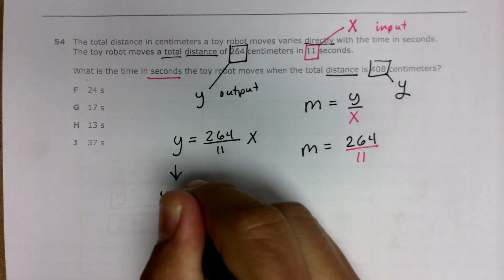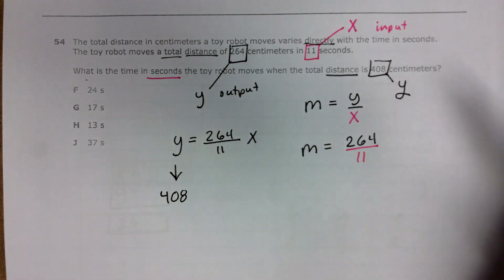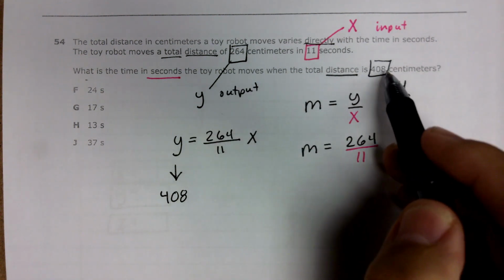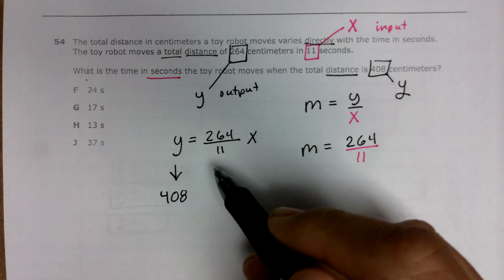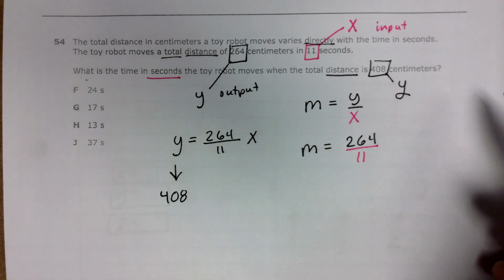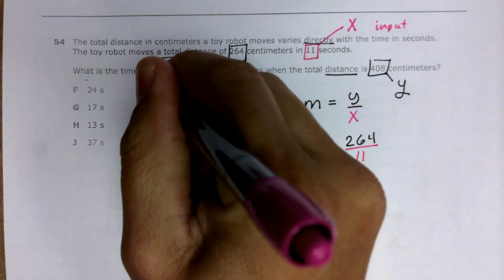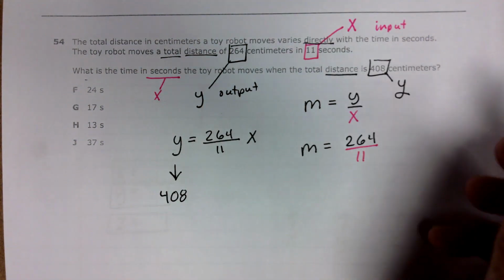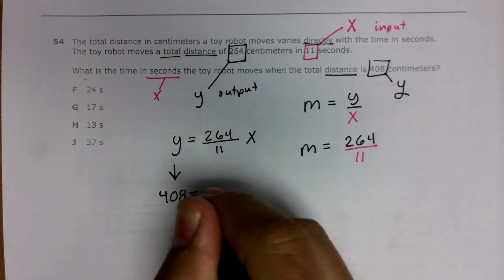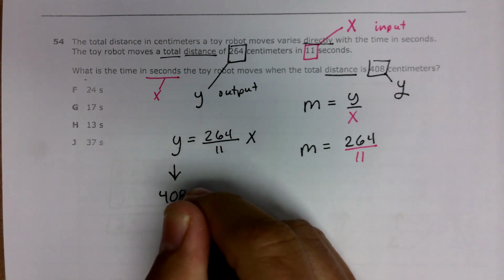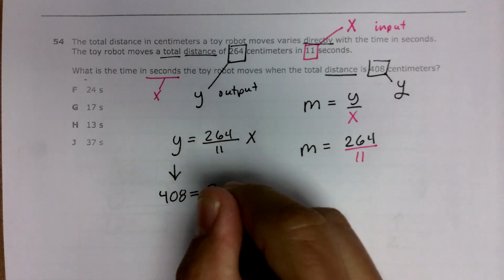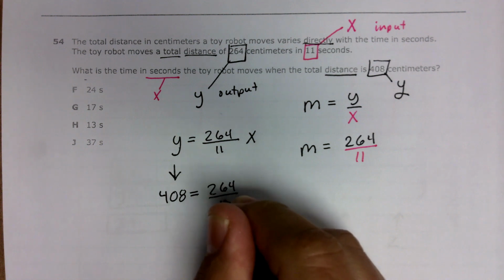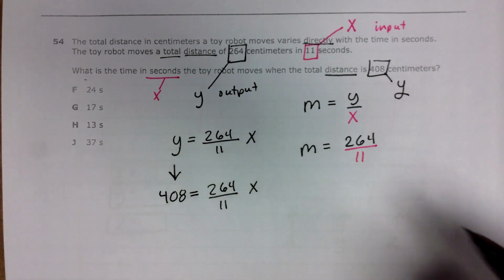Typically in the first part of the problem, they're always going to give you the x and the y value to create your slope. Then in the last part of the problem, they're going to give you either an x or a y value so that you can solve for the one that's missing. In this case, what's missing is our x, the time in seconds it took to move the 408 centimeters. I'm going to use the equation that I created. I'll substitute 408 for y, bring down the slope that we found by putting our y value over our x, and then I have x right here.